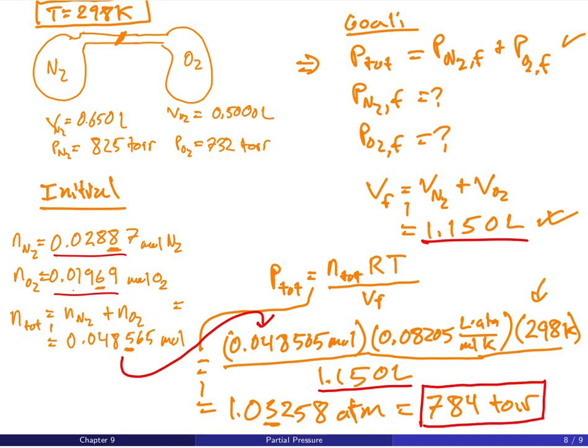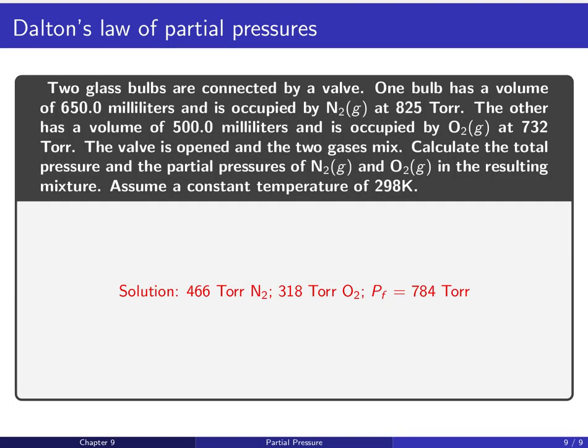Okay, now I'm going to leave it as an exercise for you to go ahead and use the mole fraction to determine the partial pressures of each one of these components, N2 and O2, in the resulting 1.15 liter container. And you can check those answers. So you should get a value, as we saw here, of 748 torr for the total pressure. You should come up with values of 466 torr for your nitrogen and 318 torr for the oxygen.